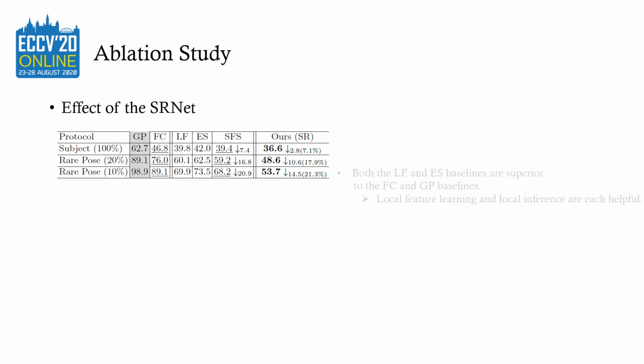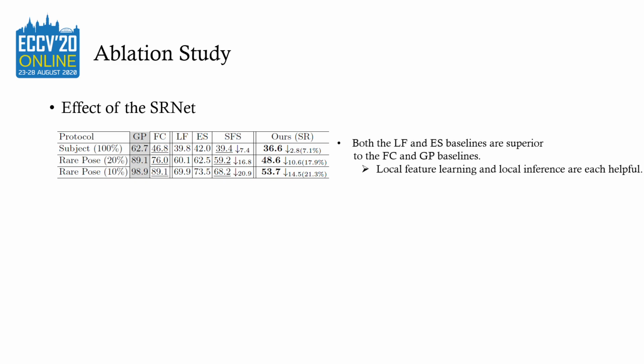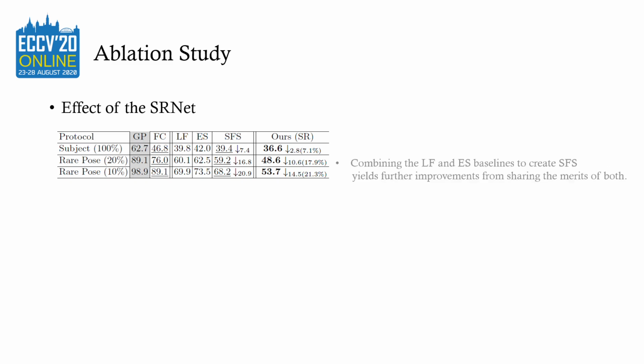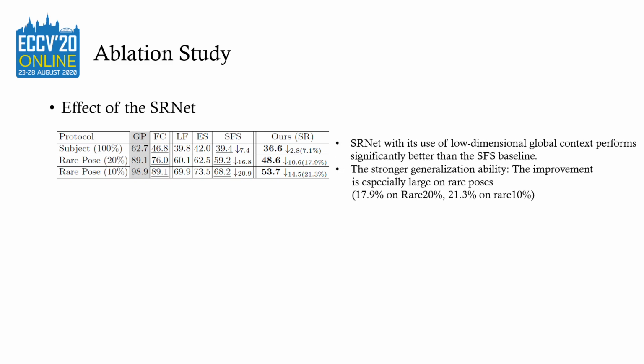Late fusion, early split, and the split fusion split baselines can surpass the fully connected baseline, which indicates that local feature learning and local inference are each helpful. SRNet, with its use of low-dimension global context, performs significantly better than the SFS baseline. The improvement is especially large on rare poses, indicating the stronger generalization ability to such poses.